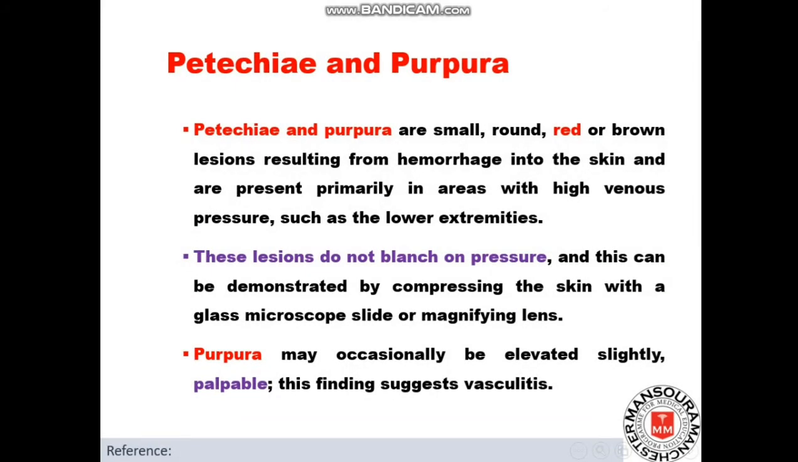Petechiae and purpura are small, round, red or brown lesions resulting from hemorrhage into the skin and are present primarily in areas with high venous pressure, such as the lower extremities. These lesions don't blanch on pressure, and this can be demonstrated by compressing the skin with a glass microscope slide or magnifying lens. Purpura may occasionally be slightly elevated and palpable. This finding suggests vasculitis. It is called vascular purpura, as in the next slide.